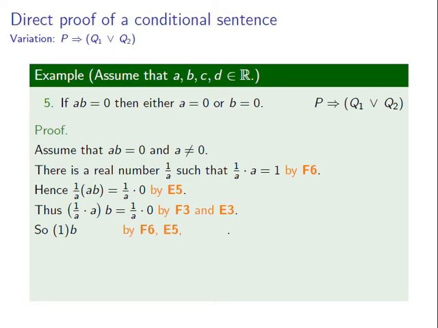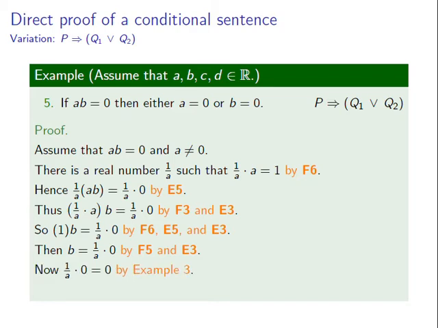Hence, by the multiplication property of equality, 1 over A times B is equal to 1 times B. Thus, by the transitive property of equality, 1 times B is equal to 1 over A times 0. Since 1 is the multiplicative identity, 1 times B equals B. Thus, by the transitive property of equality, B equals 1 over A times 0.